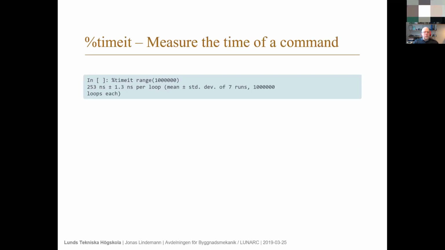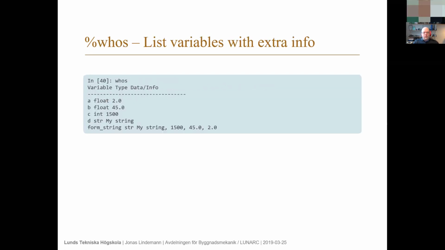There's also a function called timeit, which is more precise, which can time a function, for example, how long it will take in very high resolution, nanoseconds here, for example. Whos, which I showed before, lists the variables that are available. Some of these commands are available without the % as well. Sometimes they clash with the Python environment, and then you have to use the %. For example, whos you can write directly in the prompt without the %.